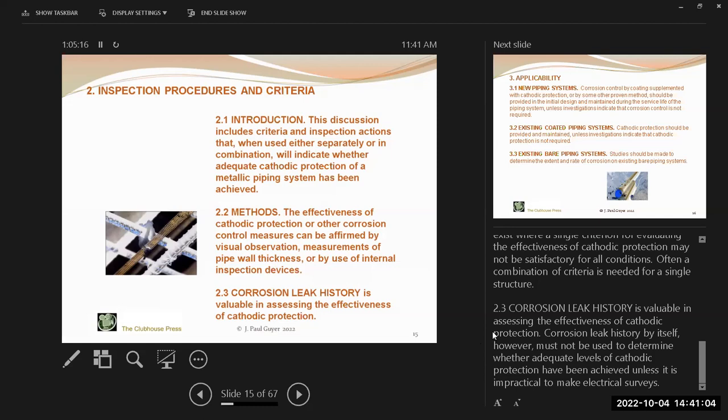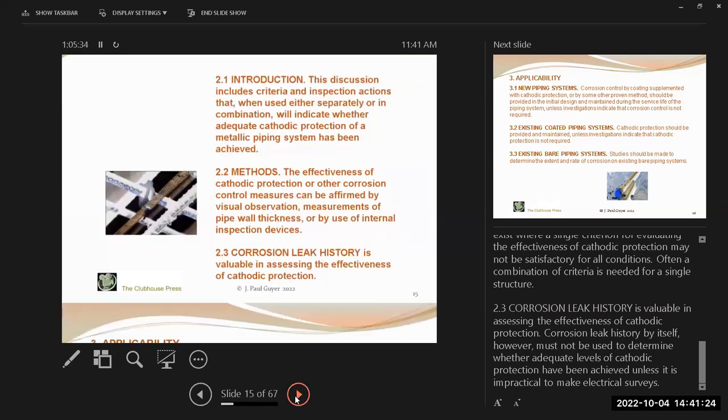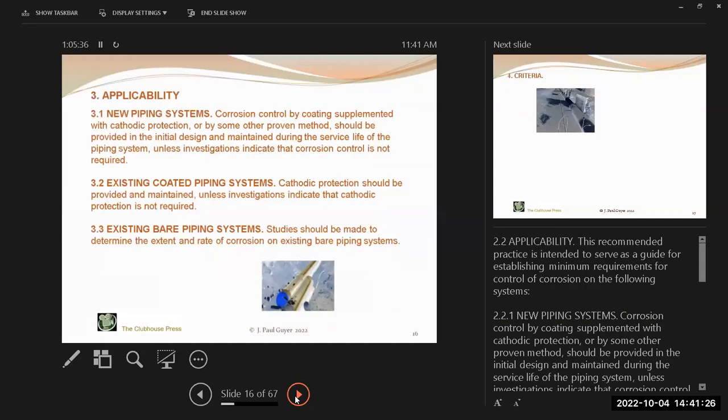So the performance, the leak history of similar structures buried in similar soil conditions is a legitimate piece of information for you to use. Now, how do we apply these inspection and test procedures?